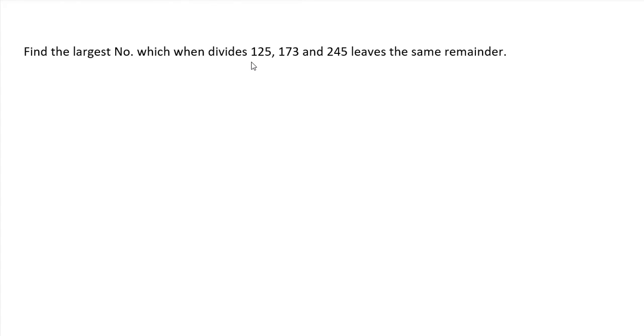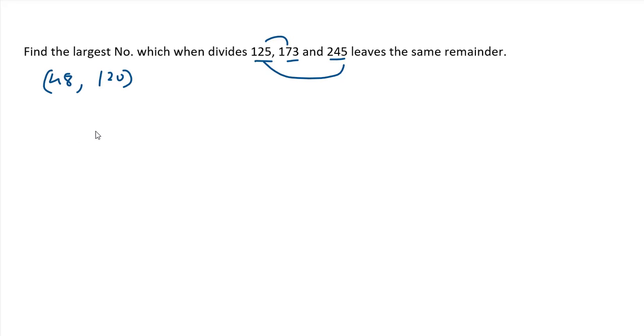Find the largest number which when divides 125, 173 and 245 leaves the same remainder. The answer to this question will be given by the HCF of the differences between pairs of any two numbers. If we take these numbers, 173 minus 125 will give us 48, and 245 minus 125 is going to give us 120. So we need to find the HCF of 48 and 120.